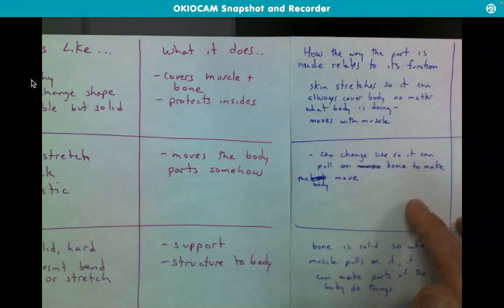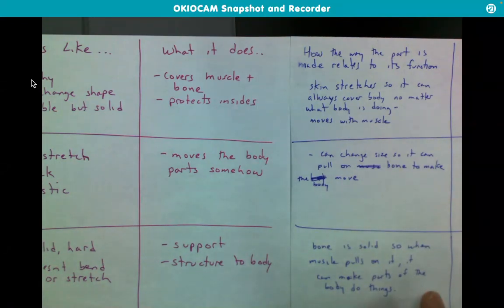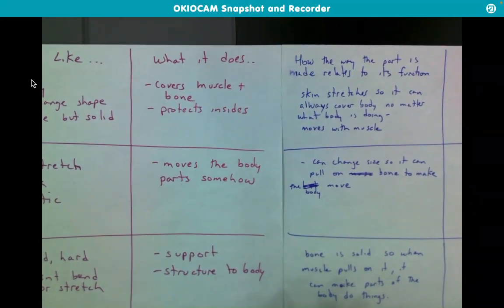We had the muscle. The muscle can change size. It's flexible, so it can pull on the bone to make the body move. And then the bone was solid, and because it's solid, when a muscle pulls on it, it can make the body do things. It can make those parts of the body move. So we just added a new part onto our chart.